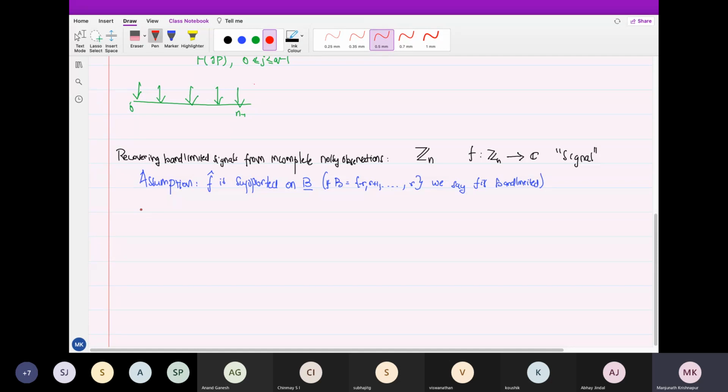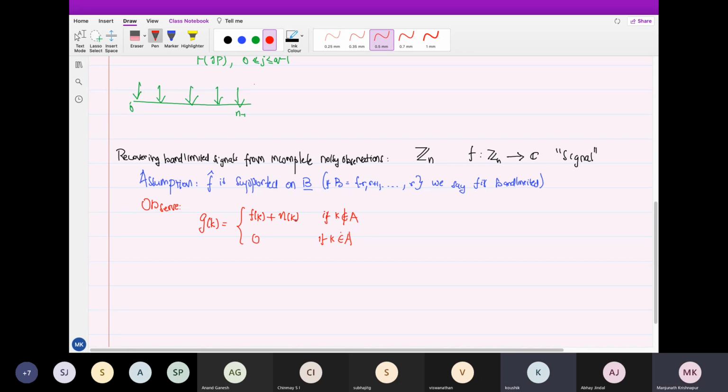Now, what do we observe? Most of the places we don't observe always. So what we observe is g of k, for k equals 0, 1 up to n minus 1. We do observe f of k if k is not in A. And if k is in A, we do not observe it. And we will, in addition, assume that there is some noise here.